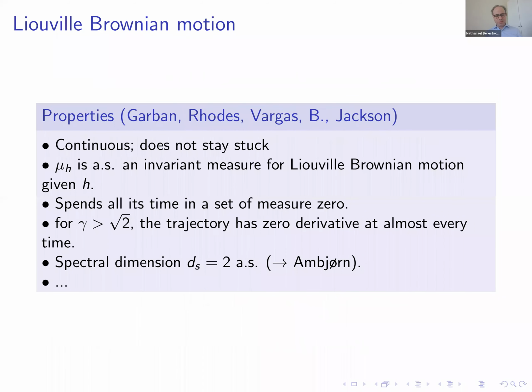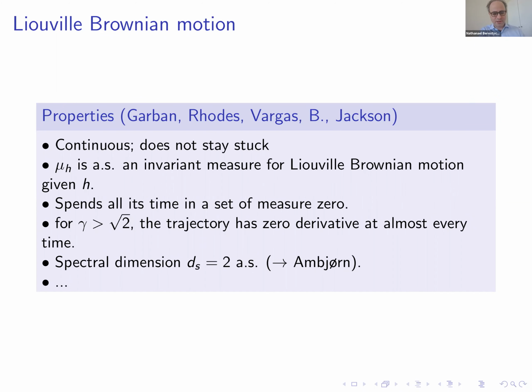So there are several things that we know about it. We know, for instance, that the trajectories are almost surely continuous and don't stay stuck. So this may seem kind of obvious, but in reality, when gamma is high, the mountains could be so high that your Liouville Brownian motion just likes to hang out so much at these mountains and just never leaves. And in fact, when gamma becomes greater than 2, in some sense, this is what happens. Things degenerate and Liouville Brownian motion never leaves these mountains and there's nothing to see.